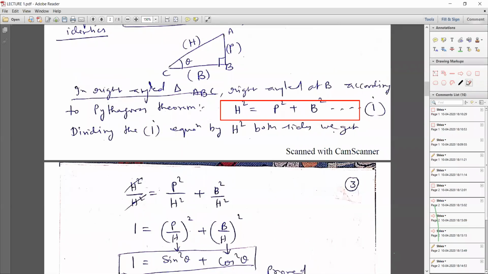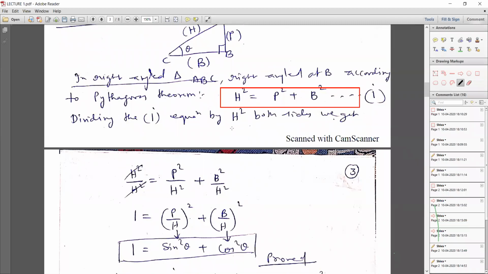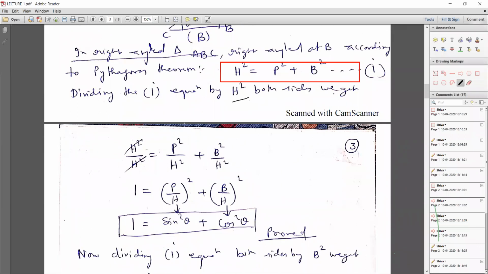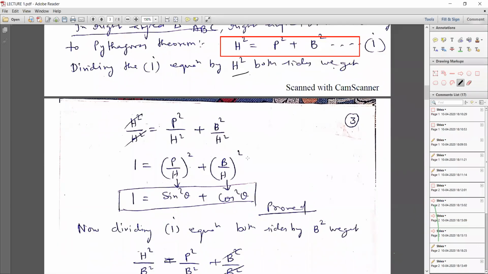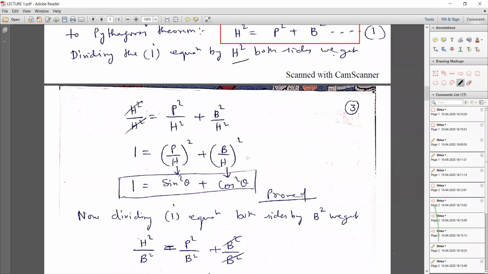So the first equation I have written is on the basis of Pythagoras theorem. Now, if I divide the first equation by H square on both sides, what result will we get? H square upon H square is equal to P square upon H square plus B square upon H square. So H square and H square will be cancelled, and 1 is equal to (P upon H) whole square plus (B upon H) whole square, and perpendicular upon hypotenuse, as you already know, is representing sine theta.